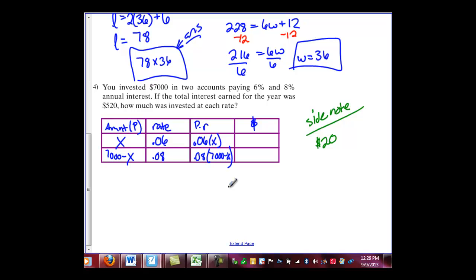If I know I made $520 total and I've got this much information, what should I do next? Okay, so 520. Well, this will total up to 520 in a minute. This is more like our double check area. Yeah, so now we just want to find X. So what's 520 equal?